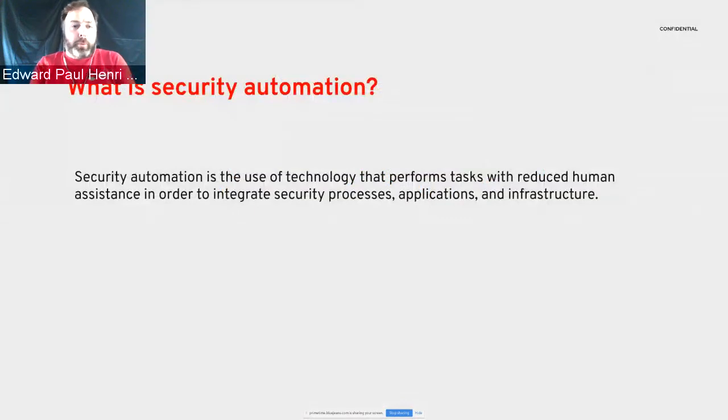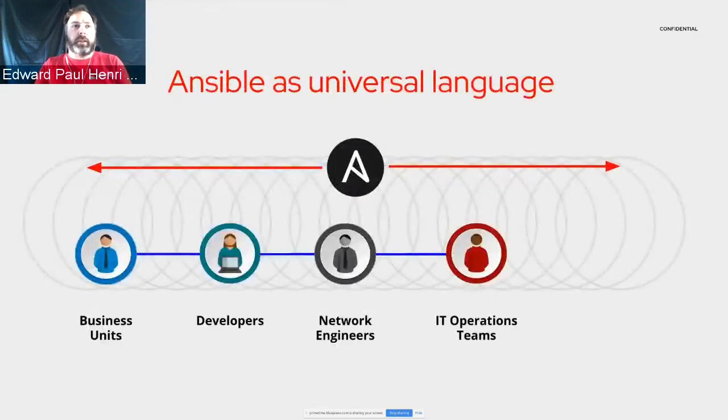So what is security automation actually? Security automation is the use of technology that performs tasks which reduce human assistance in order to integrate security processes, applications, and infrastructure. That obviously is a very nice description, but let's dive in deeper. Automation currently mostly happens on different levels within a company, mostly independent of each other and only focused on specific historical tasks of a silo.